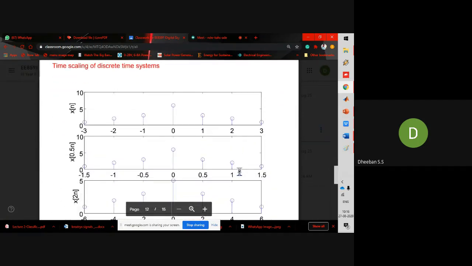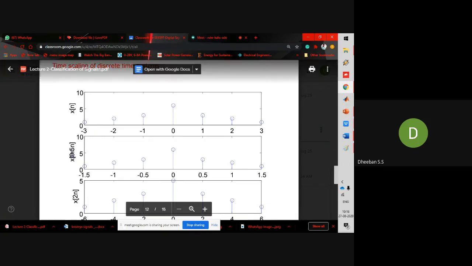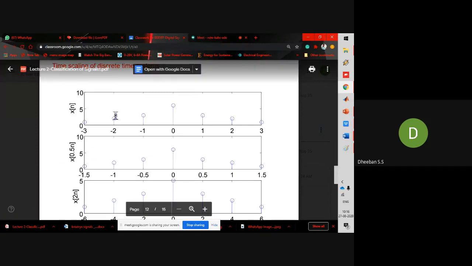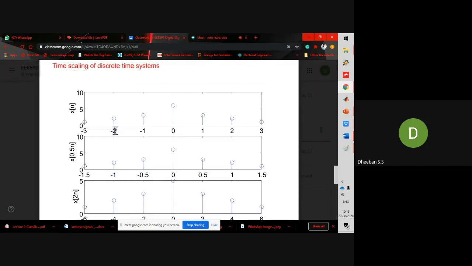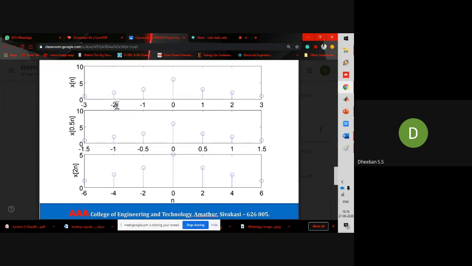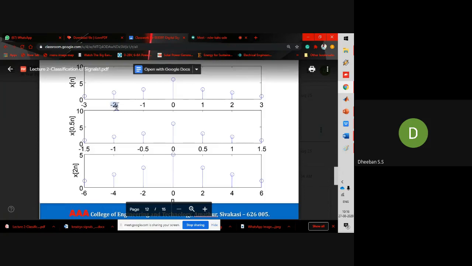So this is for some discrete signals. x of n is your input. If you are multiplying with another factor 0.5, then these values get multiplied by 0.5. Here is the original value: multiplying minus 2 with 0.5, you'll get minus 1. The same thing, if you multiply with 2, minus 2 into 2 will give minus 4. That's how you have to see it.